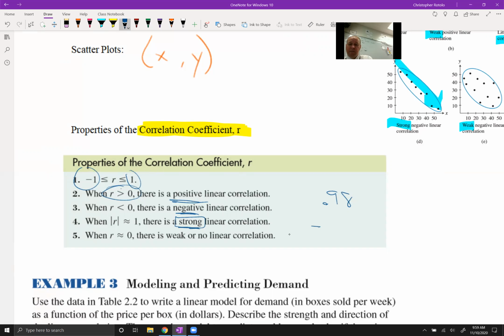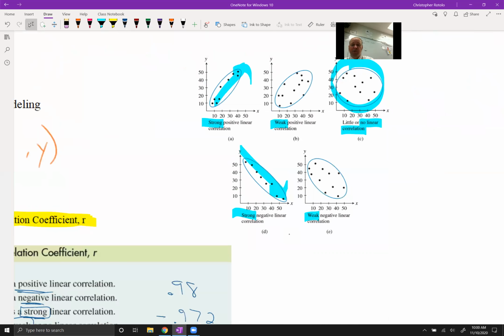Negative 0.972 is still pretty strong. Okay? The closer I get to 0, think of 0.221. Okay, this is getting to a weak correlation. So if I have this number, I don't really need to look at the graph to be able to say, oh, that's strong or weak.